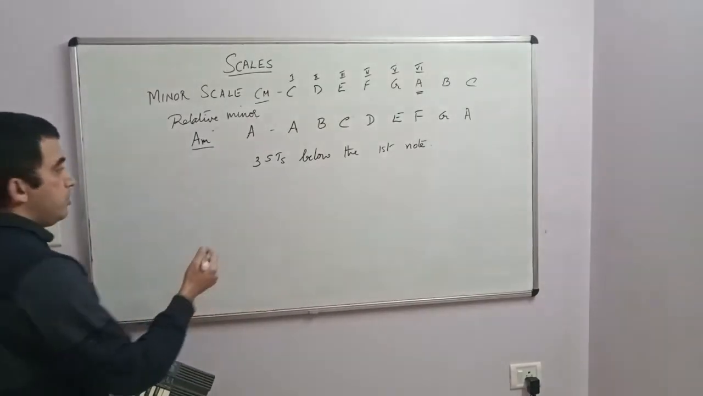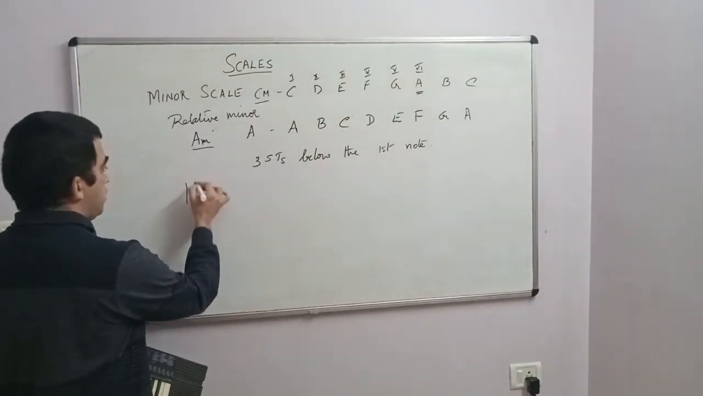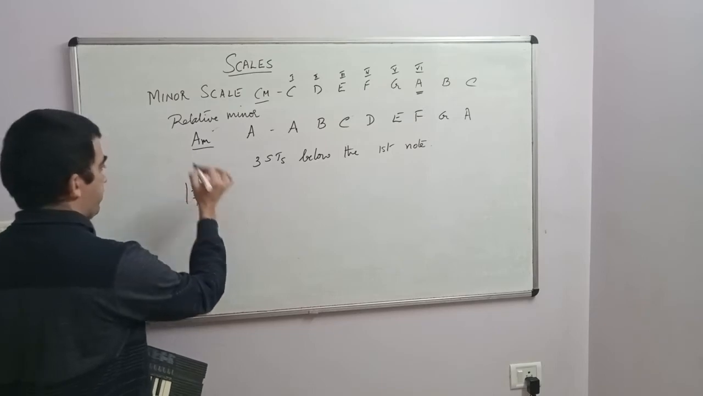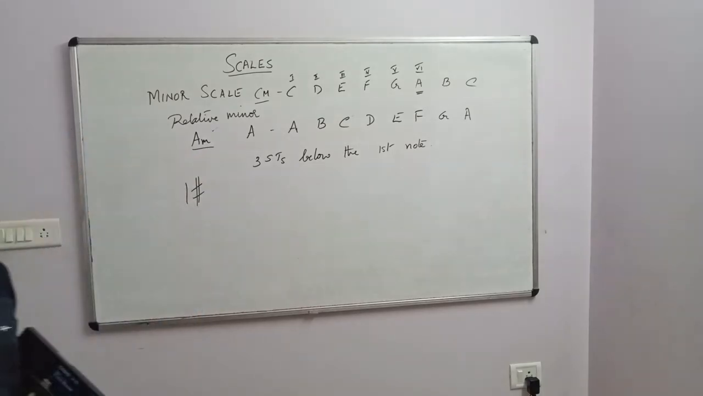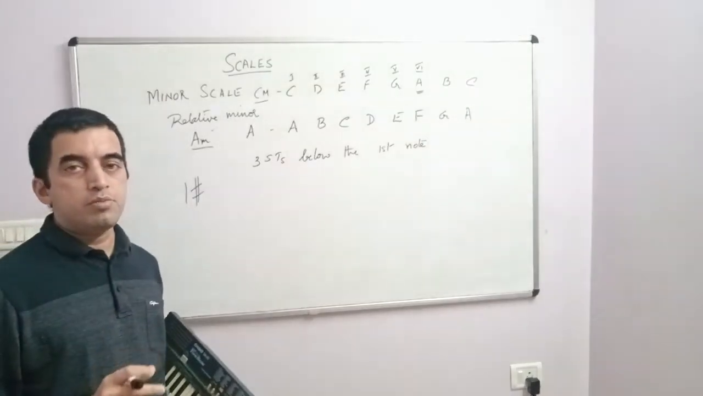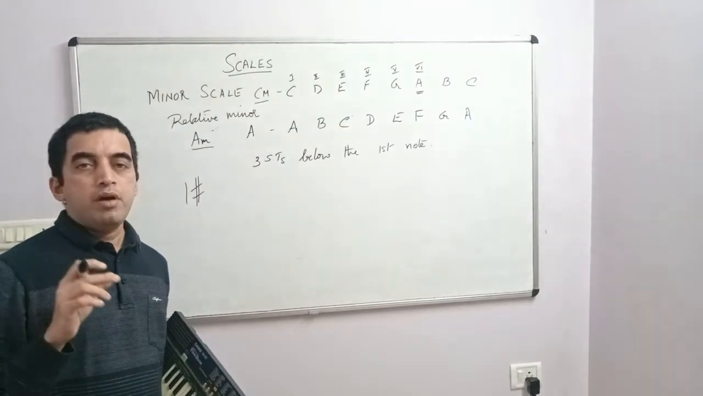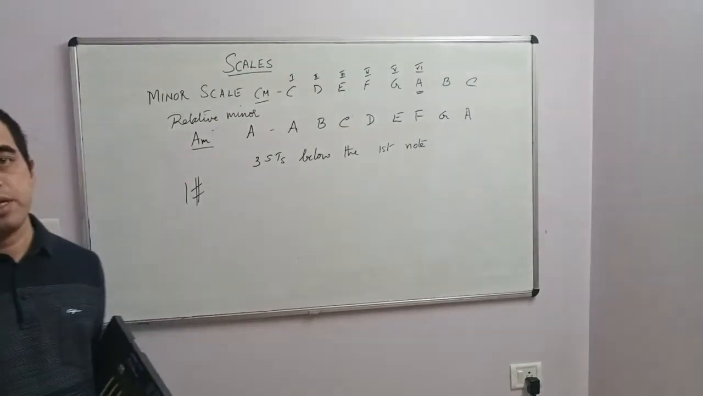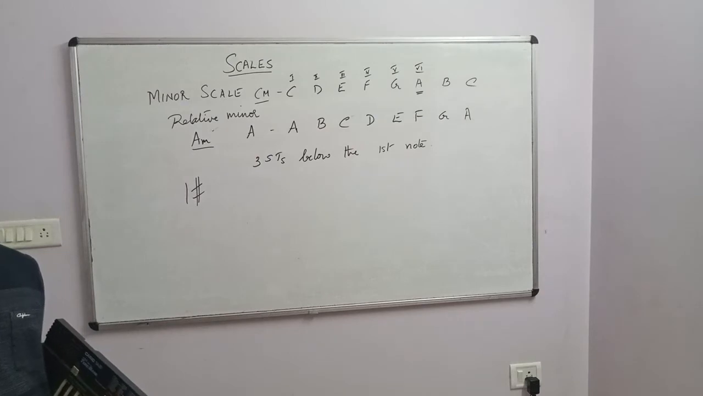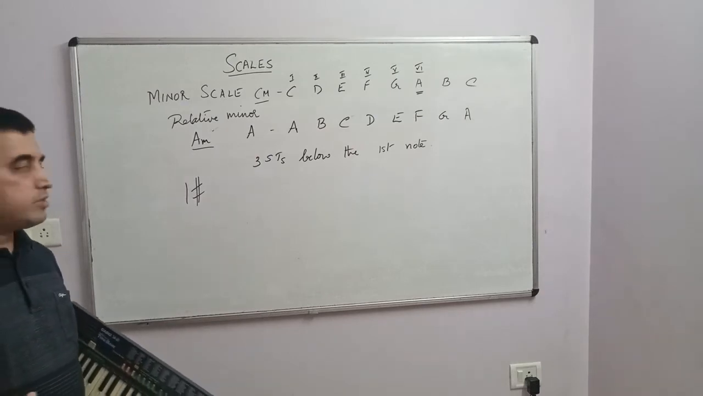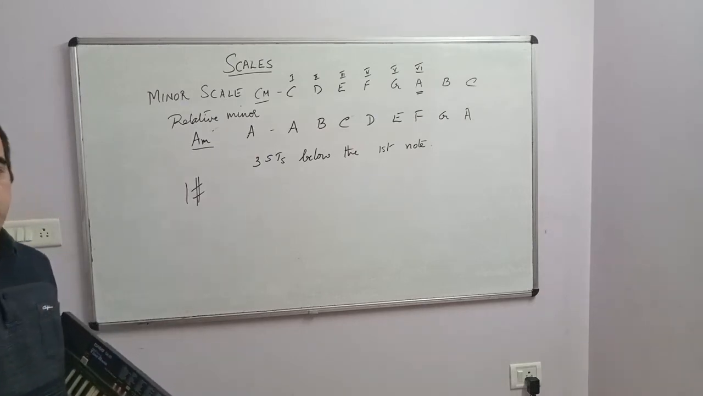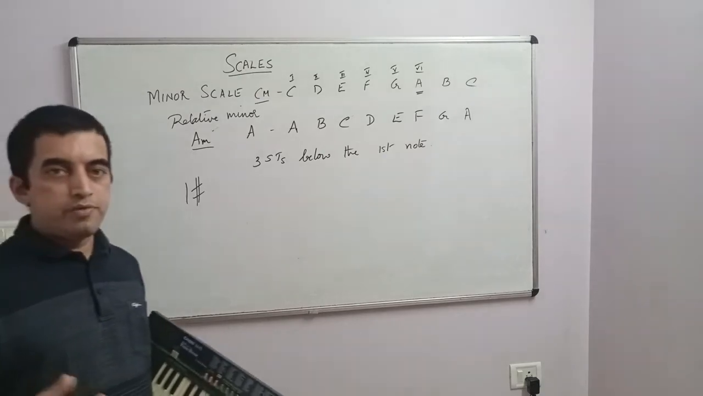I'll give you one more example. Consider the 1 sharp scale. So what is a 1 sharp scale? Now you have to be very clear about knowing which is the 1 sharp scale, 2 sharp scale. I'll come to another video called the circle of fifths, probably in the next video, where I'll tell you how to remember these different scales.